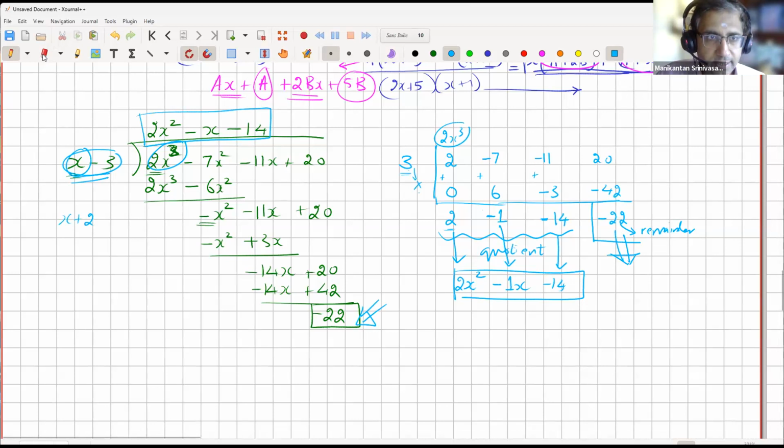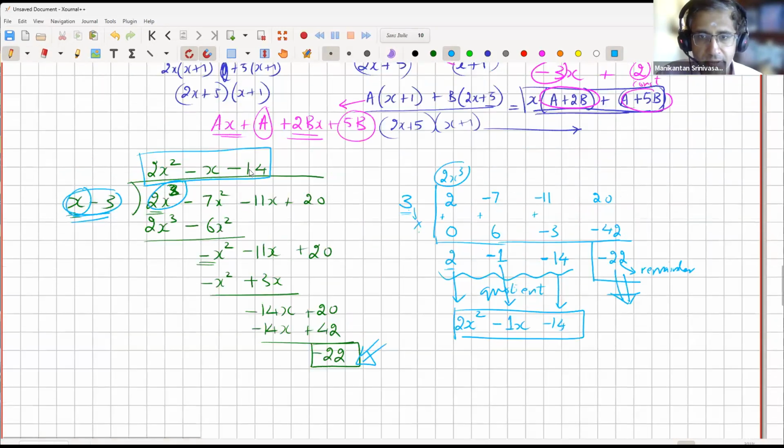Okay, now what is this remainder theorem and factor theorem telling? Okay, the remainder theorem is, okay.